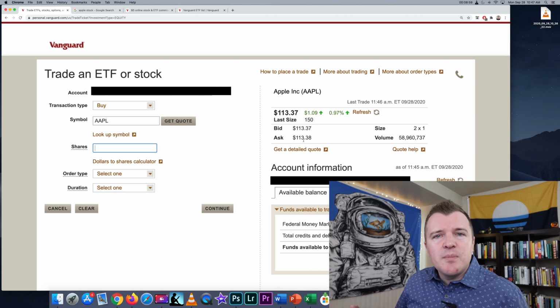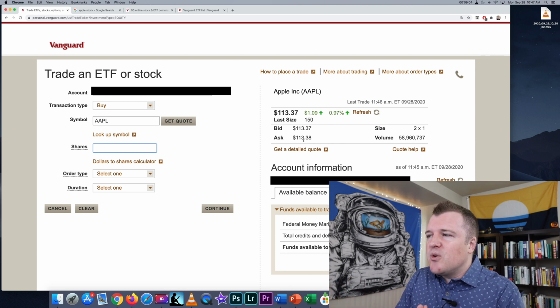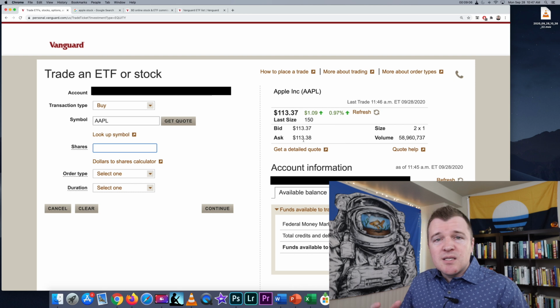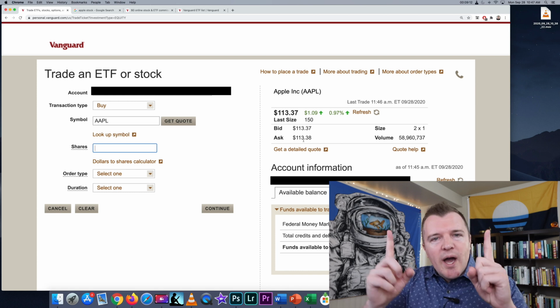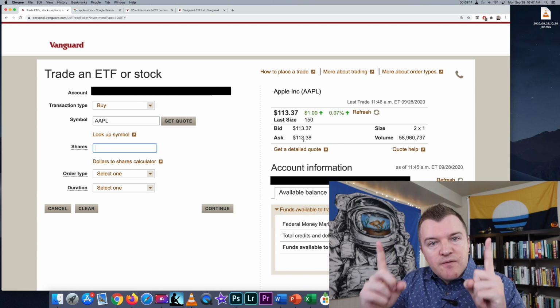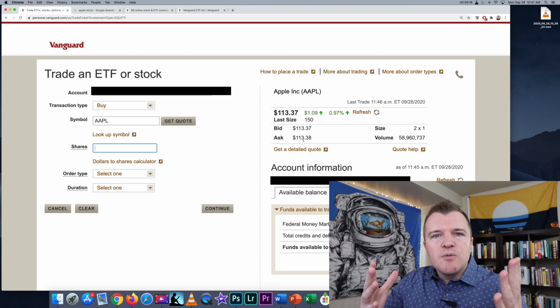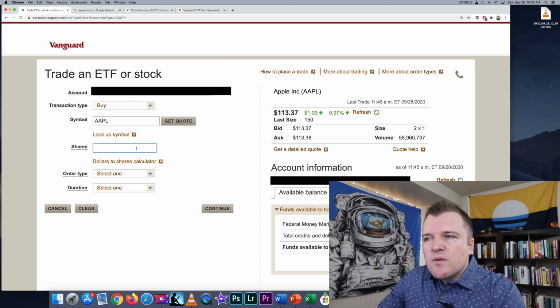Apple's the world's largest company, so there are millions of people buying and selling today. But if you were to try and buy and sell a smaller company with less volume, less market cap, then the bid-ask might be wider, and that's called the spread, the difference between what buyers are bidding and sellers are asking for. For shares, we're just doing an example, so I'm going to put in 1.